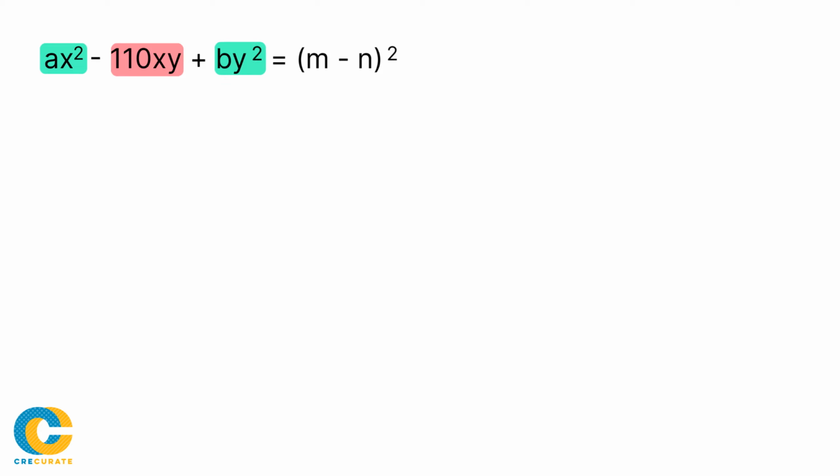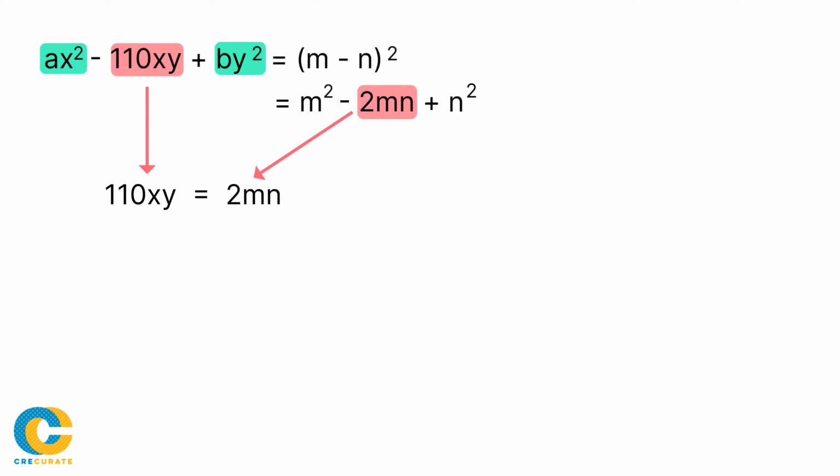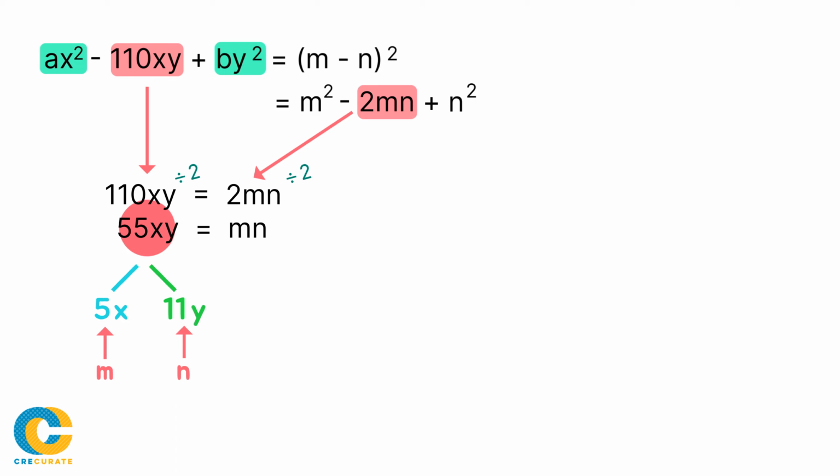by squared. By comparing the middle term, we observe that 110xy is represented by 2mn in the formula, which means that mn is equal to 55xy. Since the question tells us that x is smaller than y but larger than 1, the only way we can write 55 as a product of factors would be 5 and 11, so 55xy can also be written as 5x times 11y. This would mean that m is actually represented by 5x and n is represented by 11y.